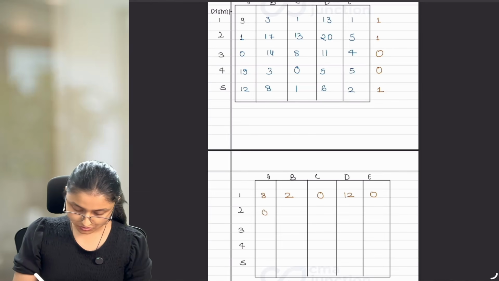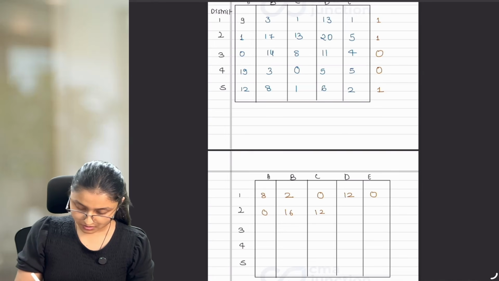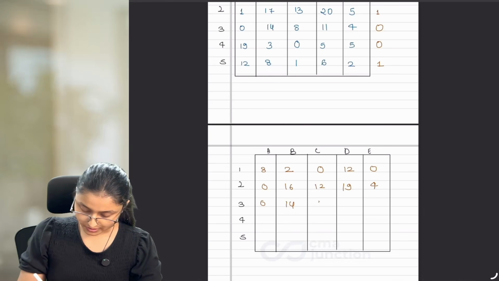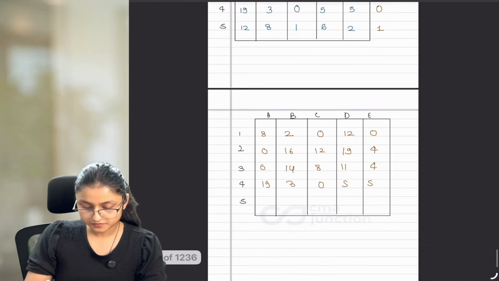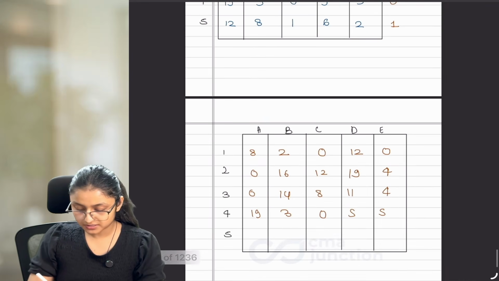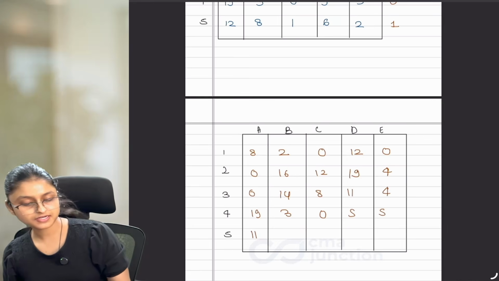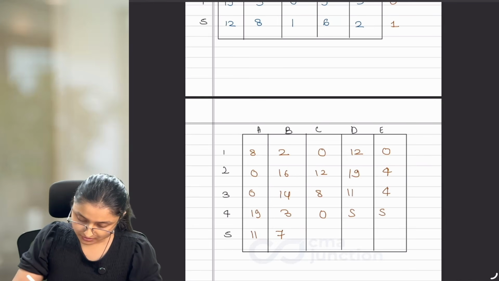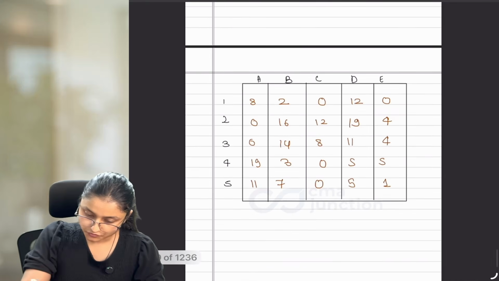Next, 0, 16, 12, 19, 4. Next, 0, 14, 8, 11, 4. 19, 3, 0, 5, 5. And in the last row, 12 minus 1 is 11. 8 minus 1 is 7. 1 minus 1 is 0. 6 minus 1 is 5. 2 minus 1 is 1. Now after this, we have to follow column operation.